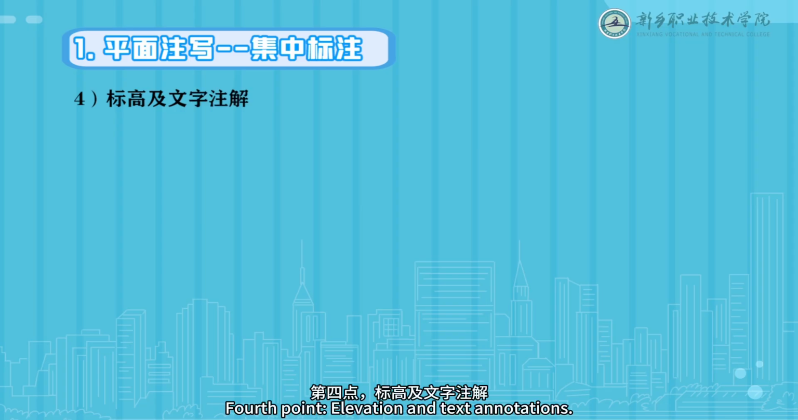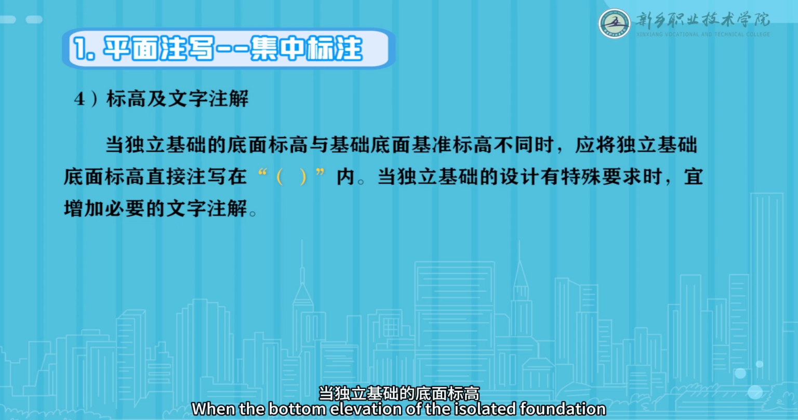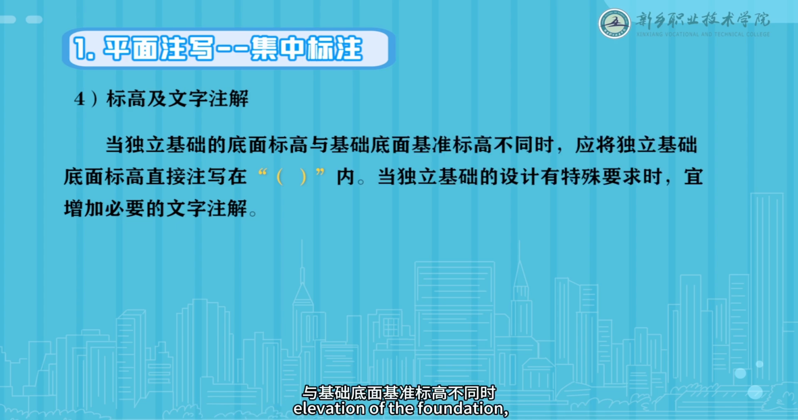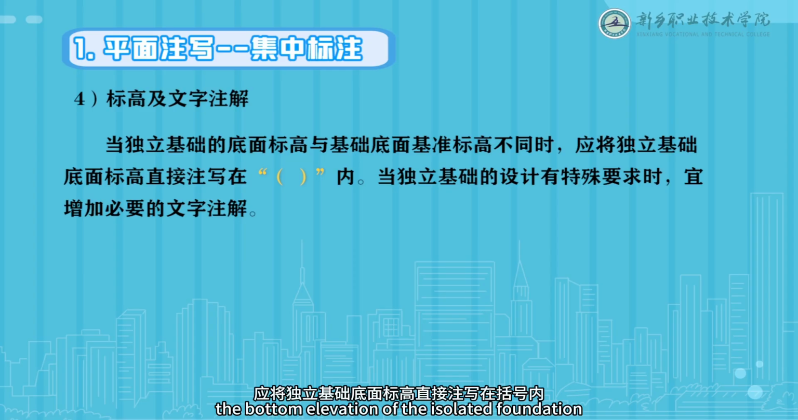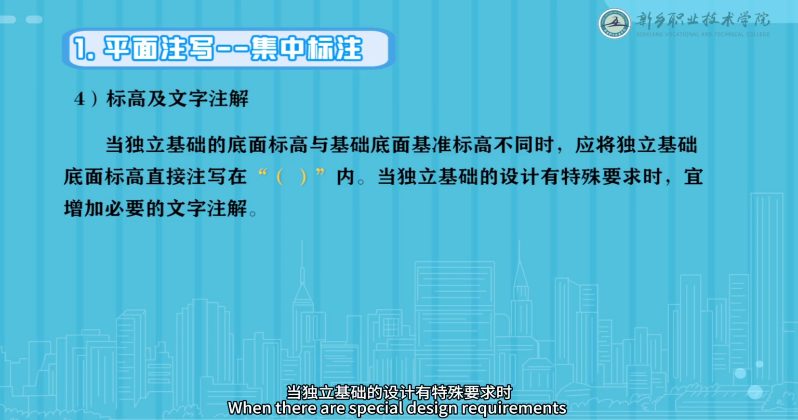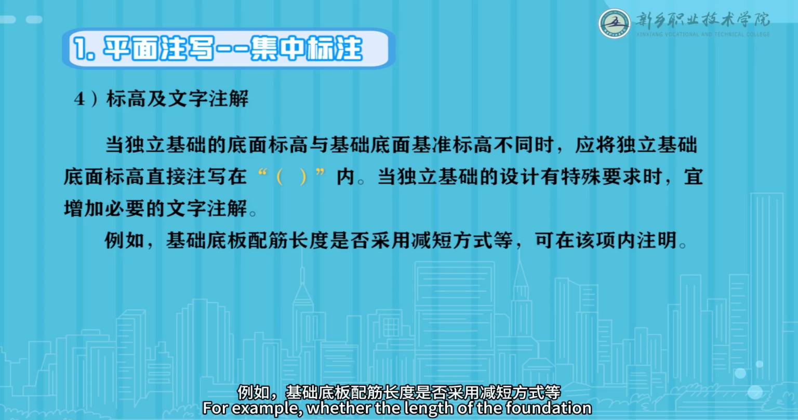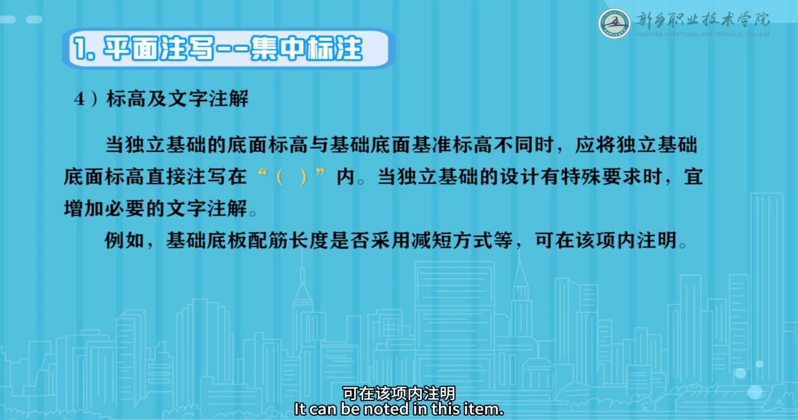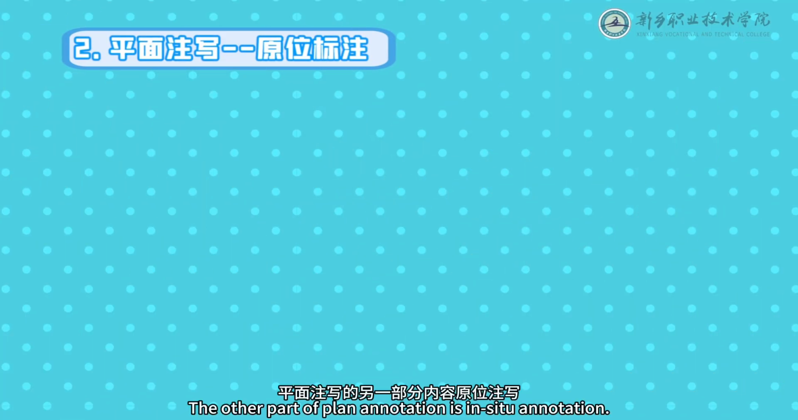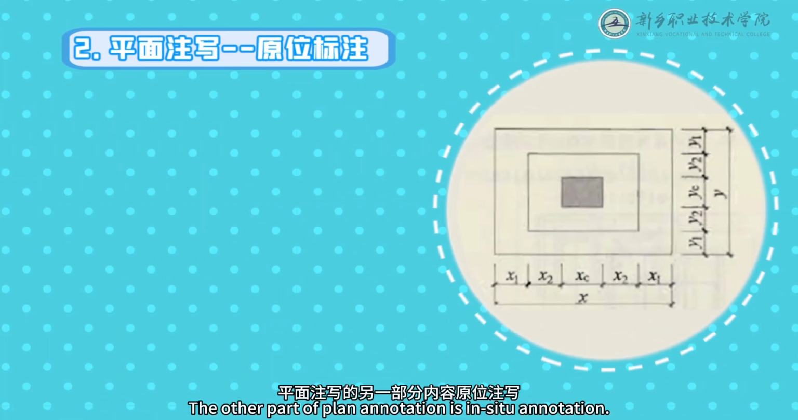Fourth point, elevation and text annotations. This is an optional annotation item. When the bottom elevation of the isolated foundation is different from the reference bottom elevation of the foundation, the bottom elevation of the isolated foundation should be directly annotated in parentheses. When there are special design requirements for the isolated foundation, necessary textual notes should be added. For example, whether the length of the foundation slab reinforcement is shortened, it can be noted in this item. The other part of plan annotation is in situ annotation.